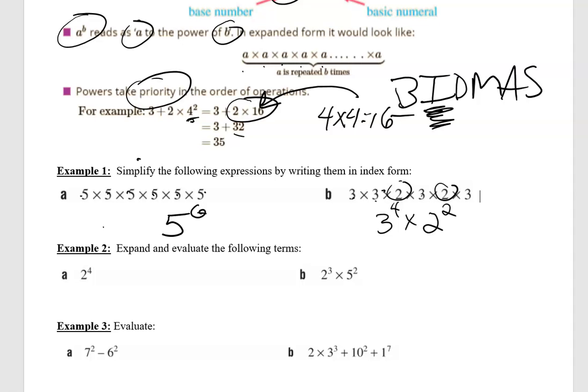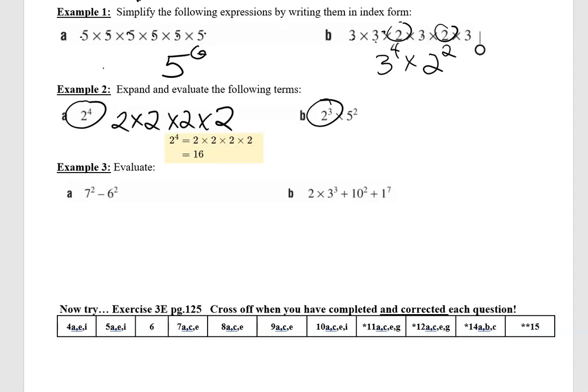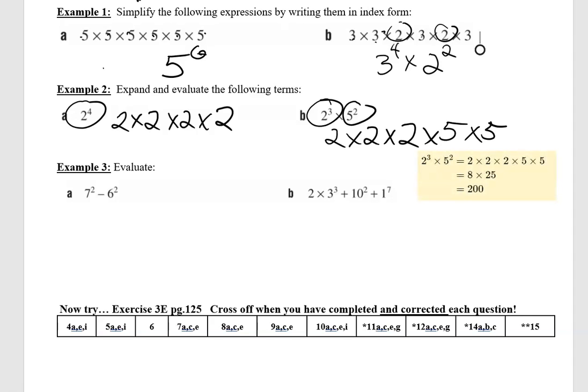So the opposite is then expanding that expression. So 2 to the power of 4 is the same as saying 2 times 2 times 2 times 2. Have I got 4 2s? Yes, I have. And like we had up above, 2 to the power of 3 is 2 times 2 times 2, and we're still multiplying by 5 to the power of 2, which is 5 times 5, like that.